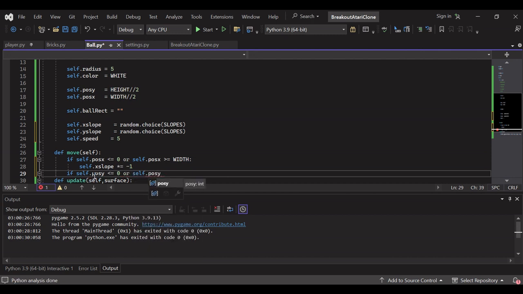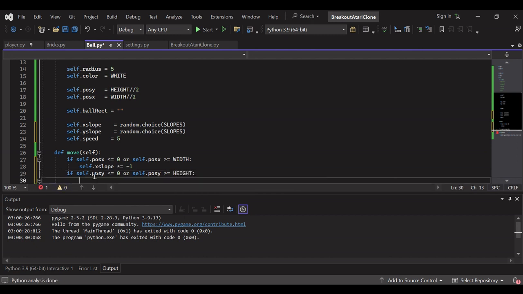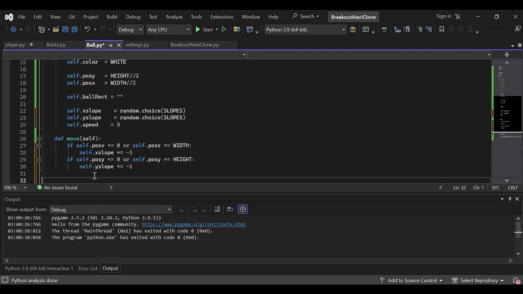Also, for the top and bottom boundary conditions, if the position y of the ball is negative, so that it goes beyond the top of the screen, or it goes beyond the bottom of the screen, then I also have to reverse the y direction of the ball. So that is what I'm doing here, right?